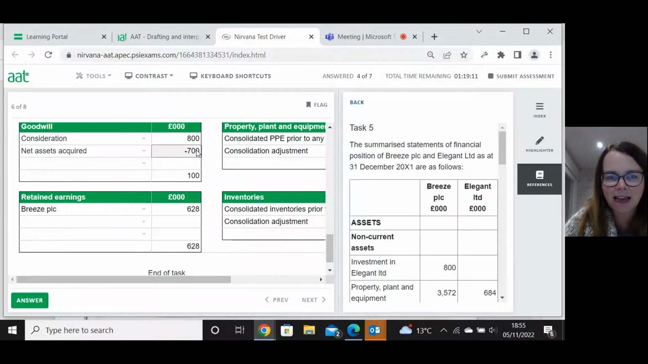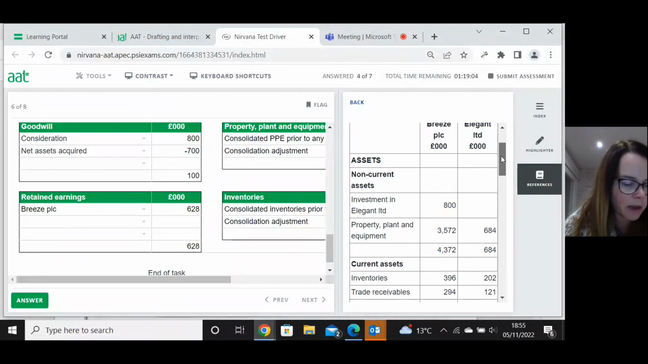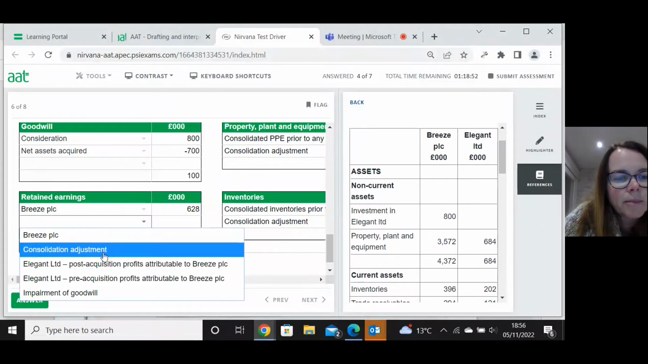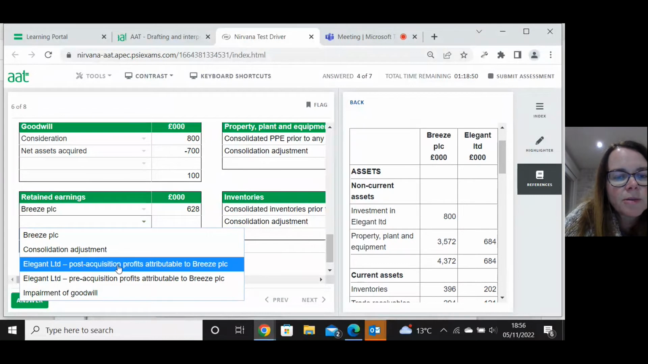So I'm just having to update that on this working. I've got it as well on my T account so I can see it more clearly what's going on. I've then got to put my 30, which is my group share of the post-acquisition reserves. So let's see what my post-AC profits attributable to Breeze.